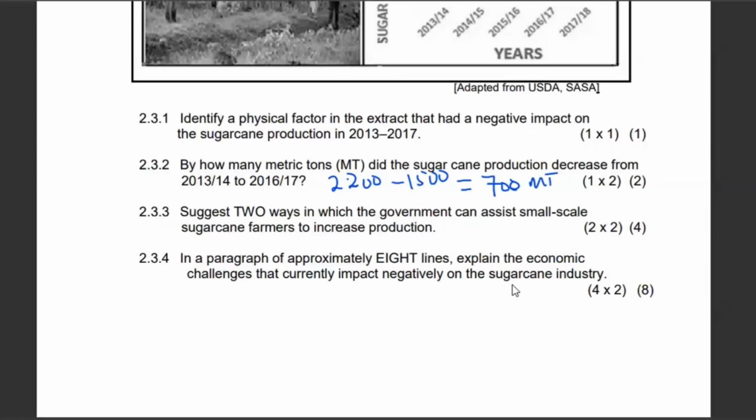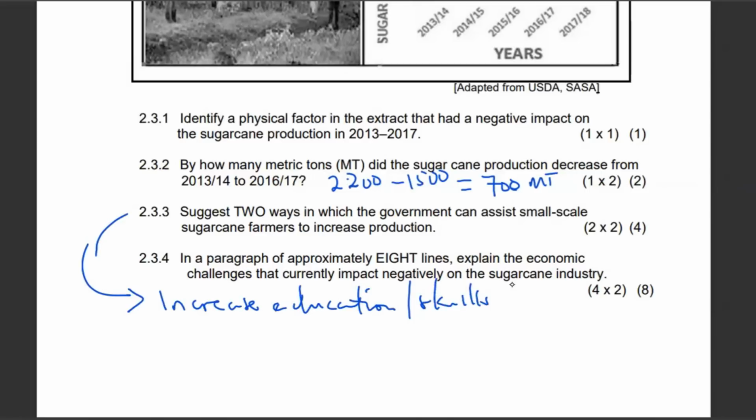Right, suggest two ways in which the government can assist small-scale sugarcane farmers to increase production. What can the government do to enhance productivity of small-scale sugarcane farmers? The government can increase education or skills of the farmers. For those farmers to be productive enough, they need to be educated on farming practices, and also they need skills. So if the government avails the skills and the education, then those farmers can be productive enough.